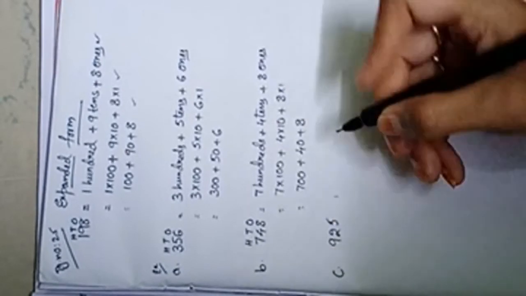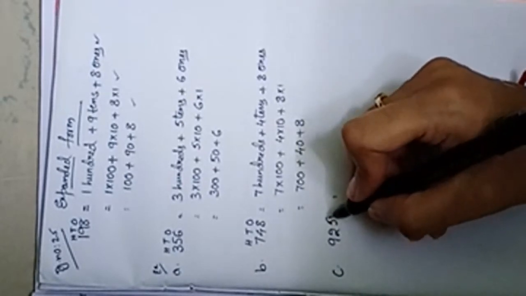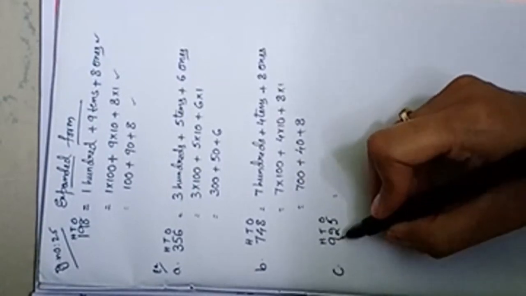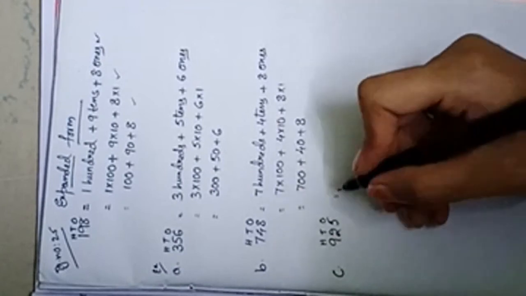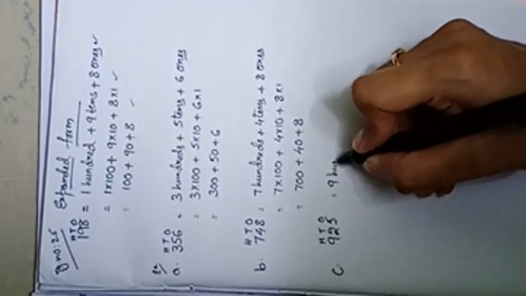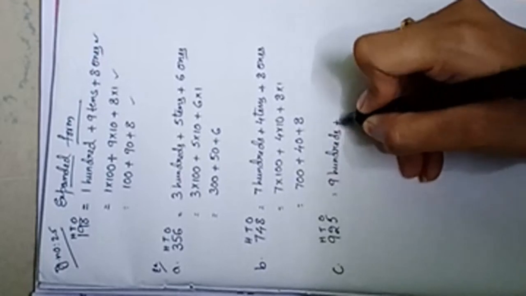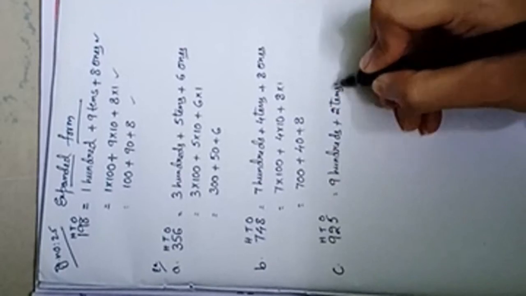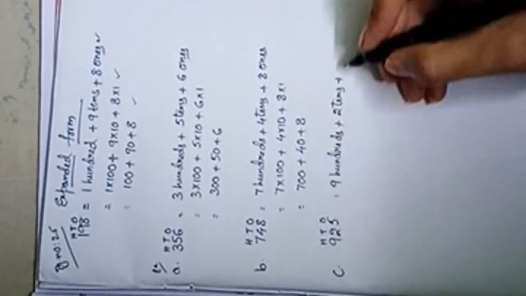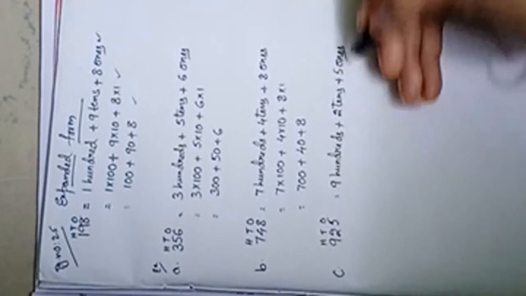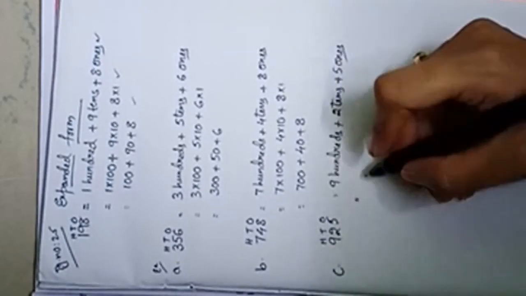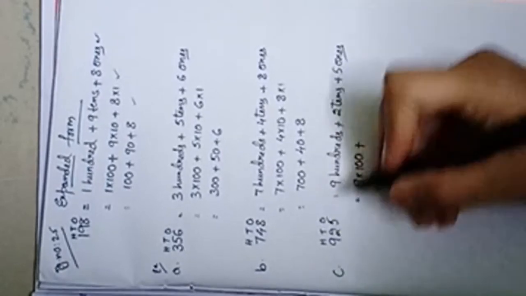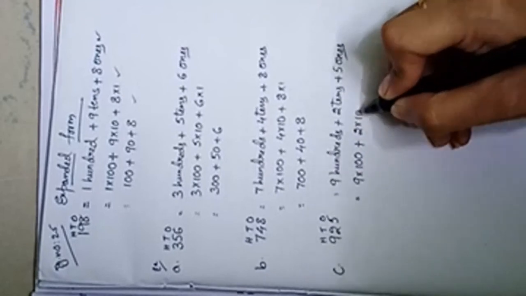925. Okay, first you write the places of digits, ones, tens, hundreds. Now, in hundreds place, you have 9. So, there are 9 hundreds. In tens place, we have 2. So, there are 2 tens. In ones place, we have 5. So, 5 ones. So, for place value write 9 multiplied by 100 plus 2 into 10.